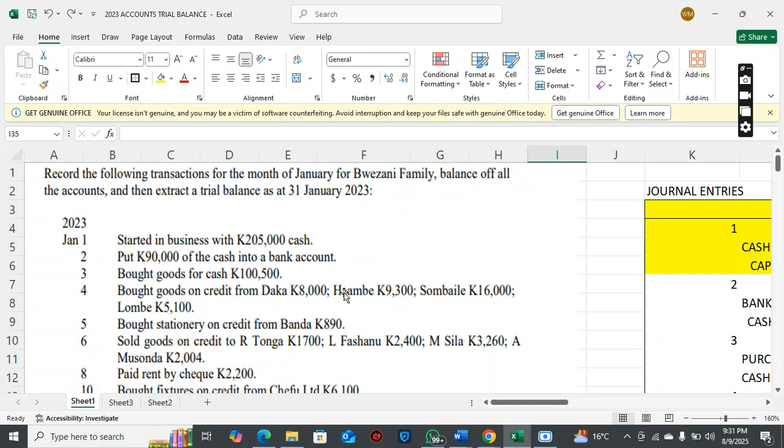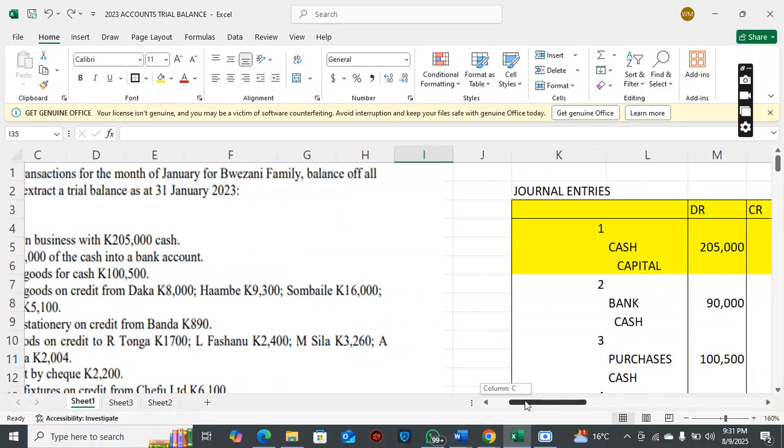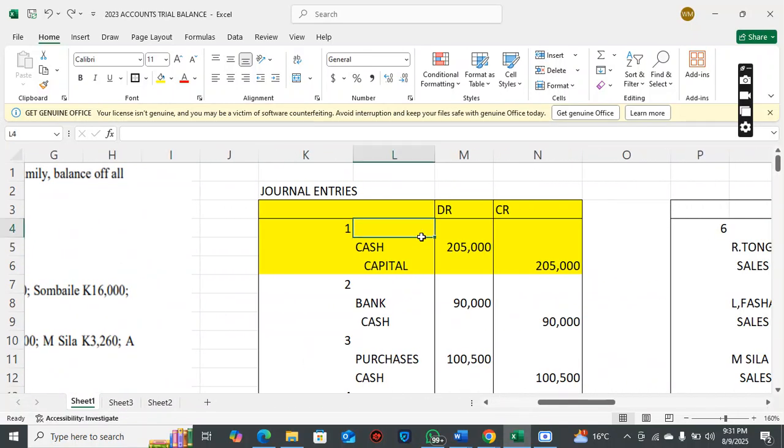So according to the double entry rules, cash is an asset. So when an asset is increasing, you debit. So you debit cash 205,000. Capital is a capital account. Increase in capital, you credit 205,000. Now this transaction, we're going to open up the cash account and the capital account.